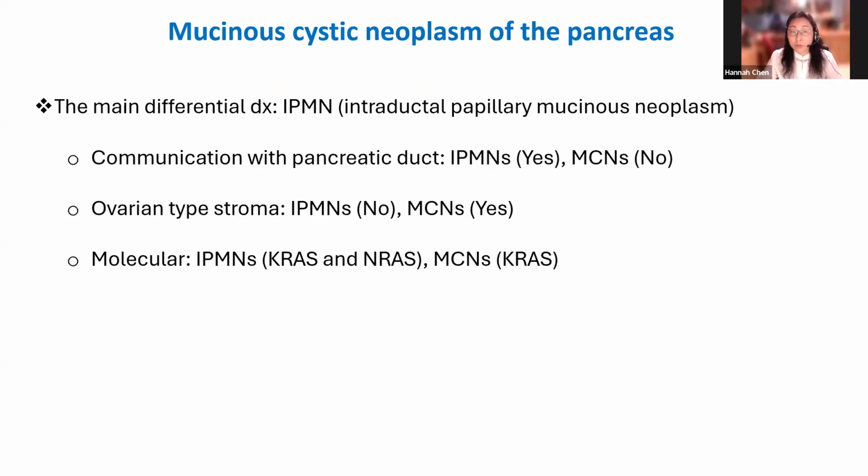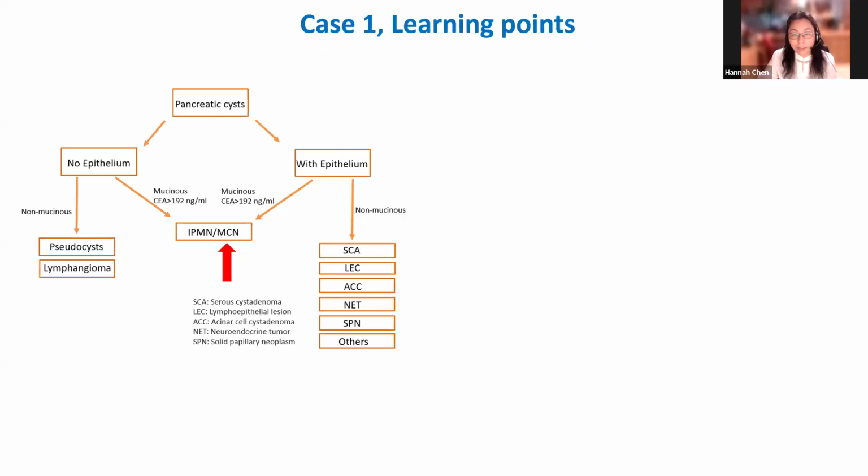So main differential diagnosis of MCN is IPMN. So IPMN shows communication with pancreatic duct, but MCN does not. IPMN does not have ovarian type stroma, MCN does. Molecularly, IPMN can show alteration in KRAS and NRAS, but MCN usually just the KRAS mutation.